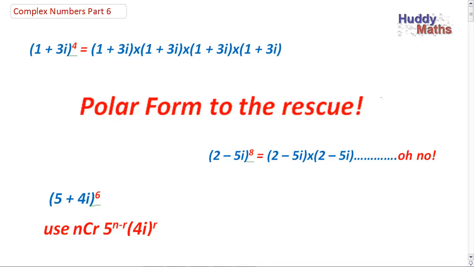Hey, welcome to Complex Numbers Part 6. Polar form to the rescue here. Polar form to the rescue. Why do we need to be rescued?